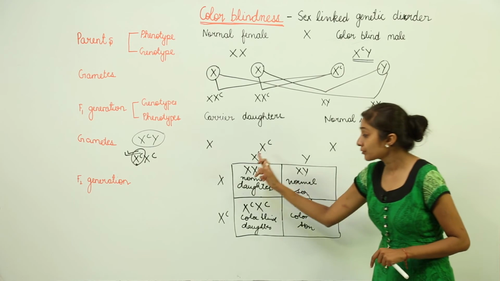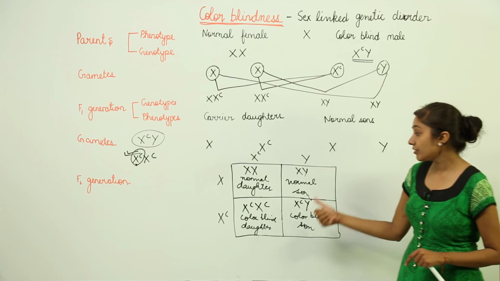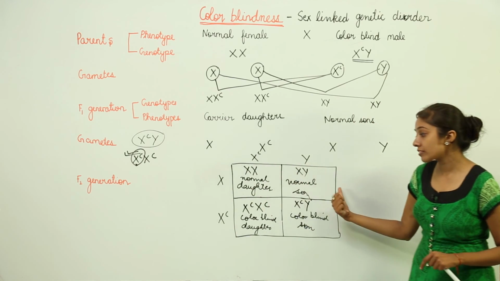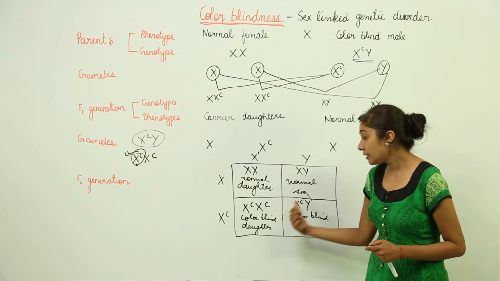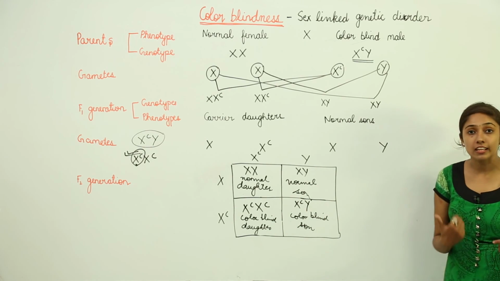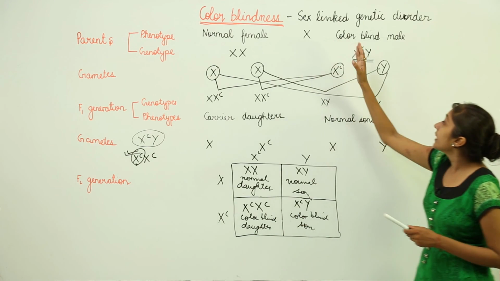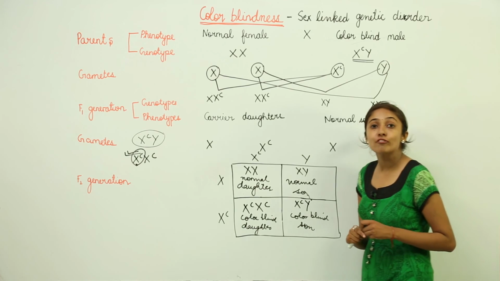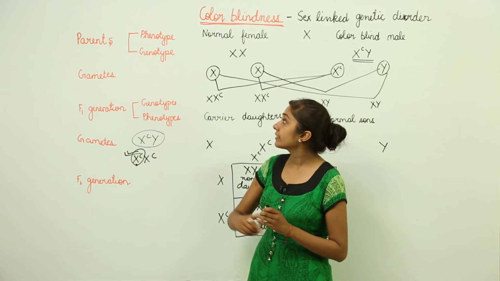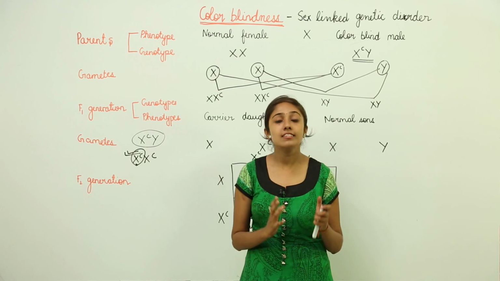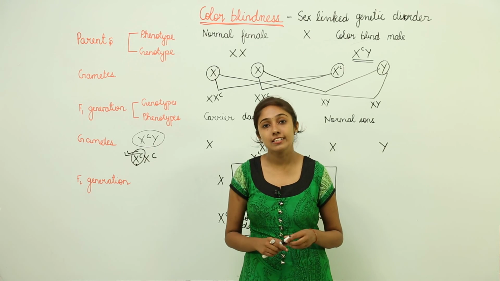So when we actually cross them, we have a checkerboard. Then we have one normal daughter and one normal son, but we also have a color blind daughter and a color blind son. This is an example of crisscross inheritance. It's a sex-linked genetic disorder in case of humans, right? So remember this, and this cross is very simple, just need to memorize. It's an example of crisscross inheritance in humans.